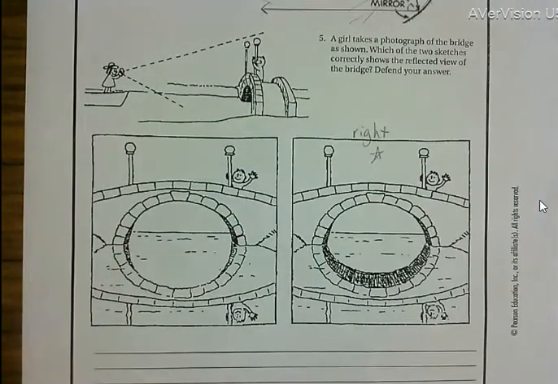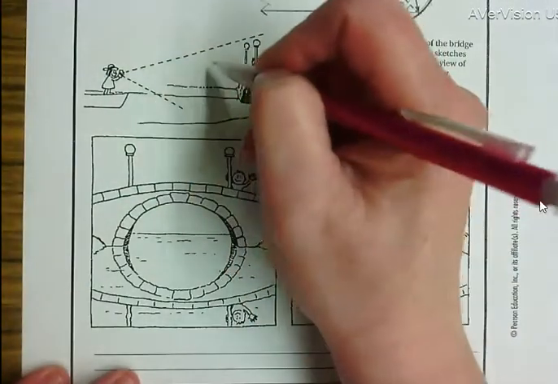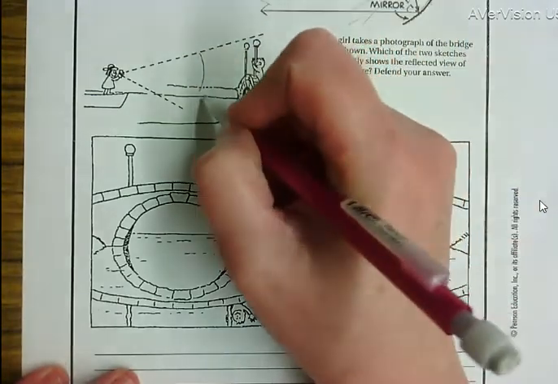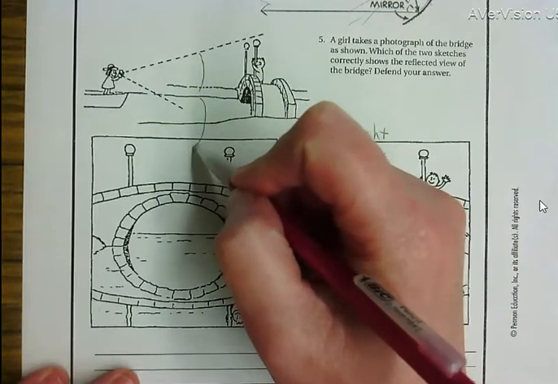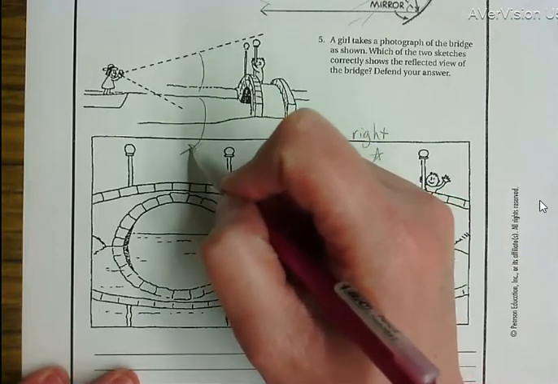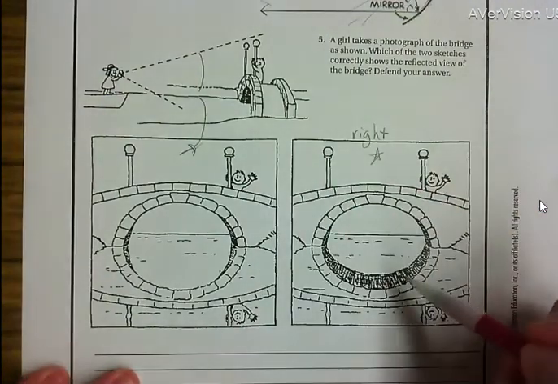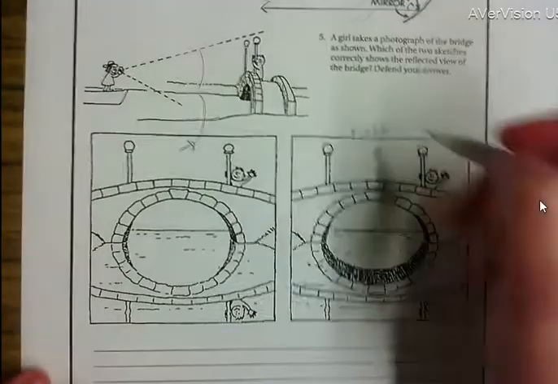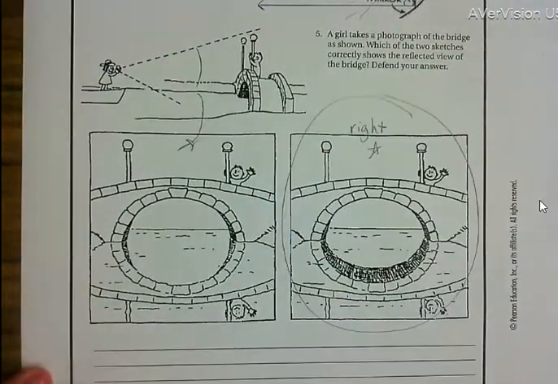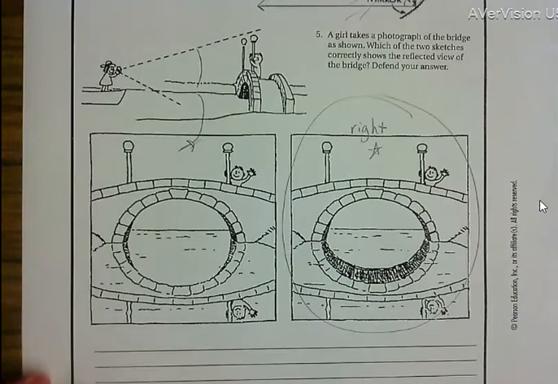The reflected view shows the underside of the bridge, or what you would see if your eye were as far below the water surface as your eye is above it. So what we're saying here is you would be able to see the bridge as if your eye were at equal distance right here. So you would see the underside of that bridge. This is what you would see in your picture.